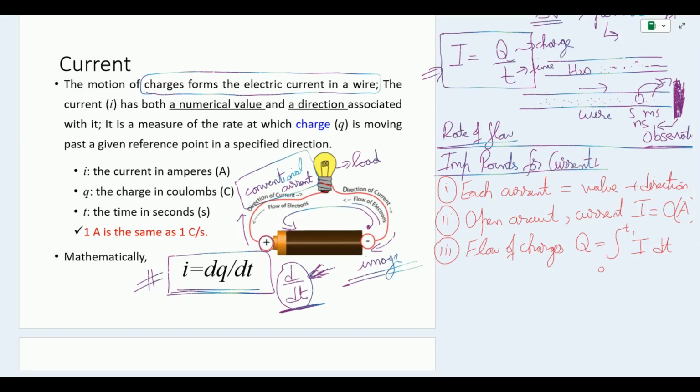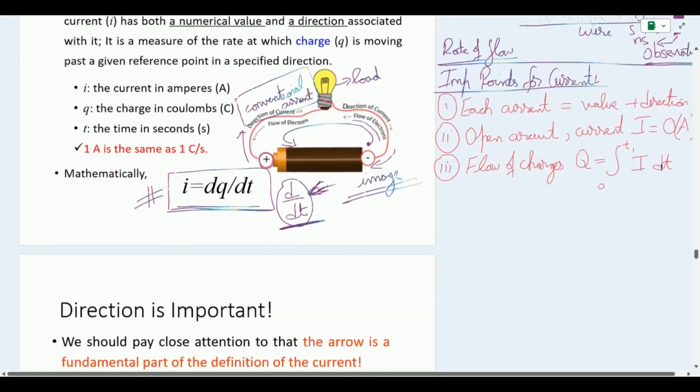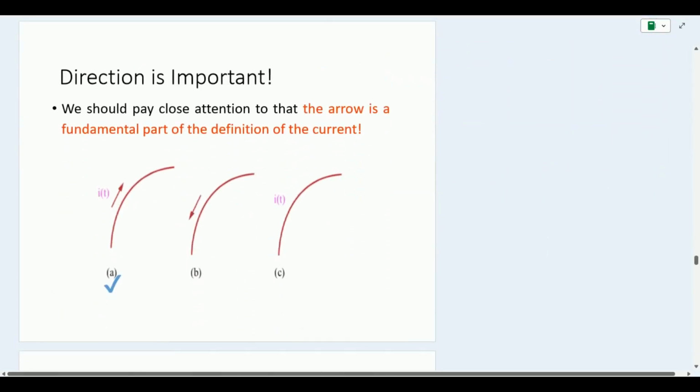So let us come to the first point and see what it means that current has magnitude and direction. So this is what it means. Whenever we are representing a current in any circuit, let's say I have a circuit with a voltage source, this is the element, this is another element. So this is resistor 1, this is resistor 2. Whenever this voltage source generates a current, we need to know the direction of the current represented by this arrow and the value associated with this current.